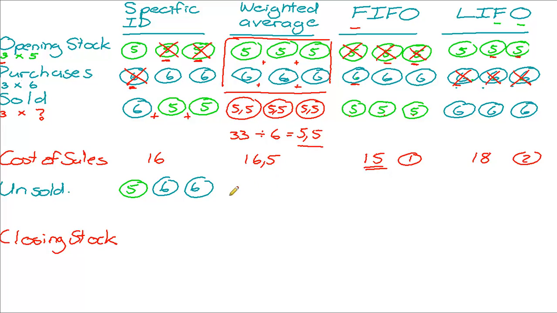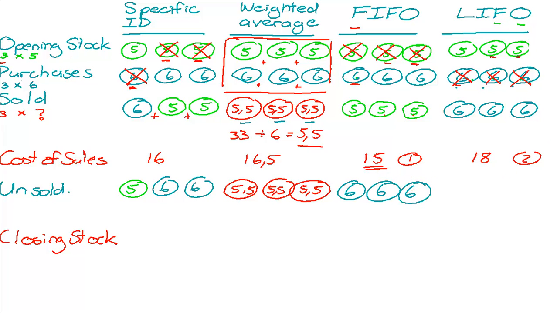Under weighted average, again, it doesn't matter which pies are left. They're all going to be valued at the weighted average. So we've got a 5.5, a 5.5, and a 5.5. Under the Fifo method, the pies left is the ones valued at 6 Rand. So here we go.